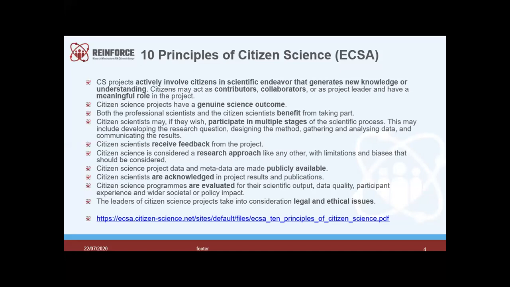Most citizen science projects that you see will rely on citizens to contribute to specific analysis or data gathering, or the analysis of the data. But actually, citizen science should be much more. It should really involve citizens in many stages, or at least give them the option to participate in more than one stage of the scientific process.